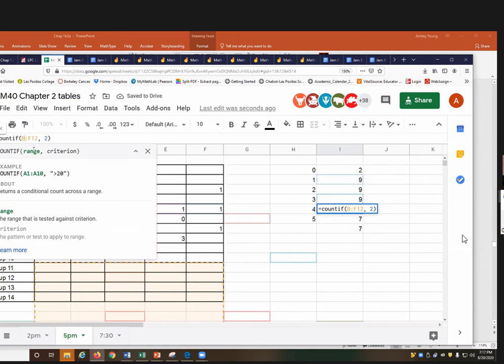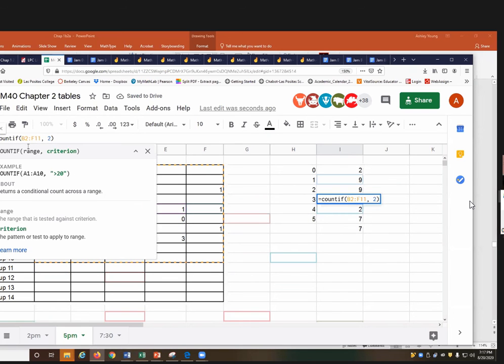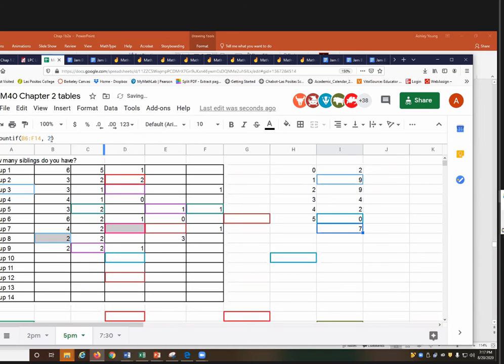Oh, I have to change what it is to B2. And I want this to be 4. And this one should be, if it's 3, you can go into the edit box up here and change that to the number you want. How many 6s do I have? I'm just going to do it. I have 2 6s.